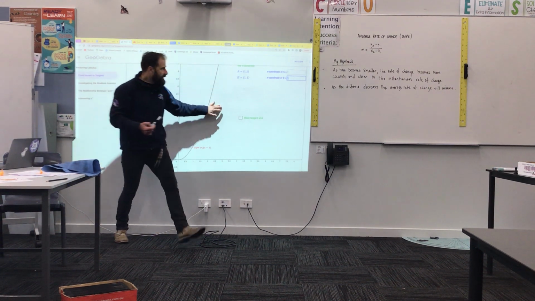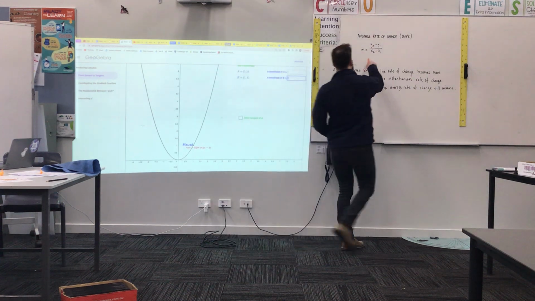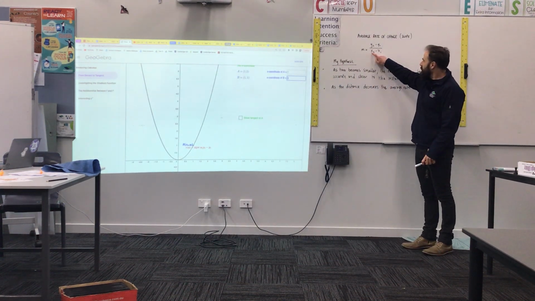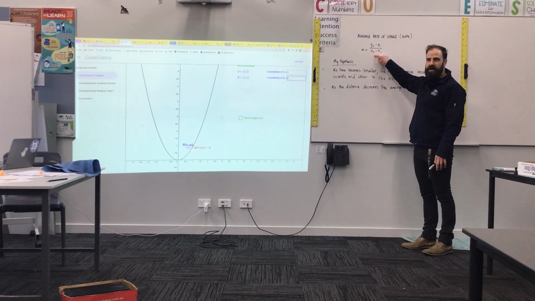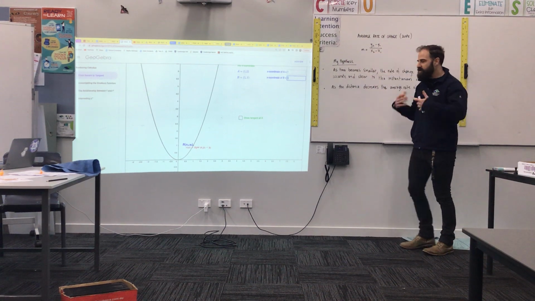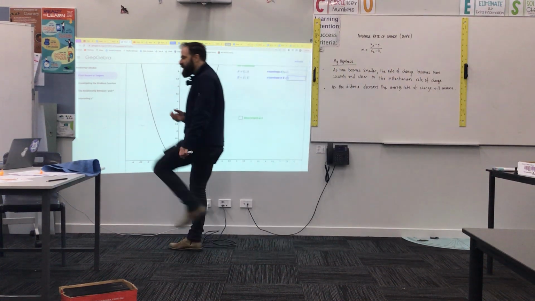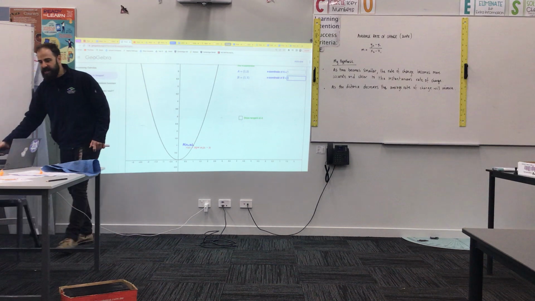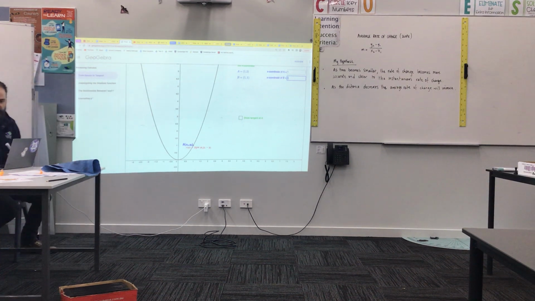The run, if we're doing rise divided by run, would be 1 minus 1, which is 0, and we know we can't divide by 0. So we've got this dilemma. We can't find the instantaneous rate of change. All we can do, at this stage, is predict what it might be based on making those points smaller and smaller and smaller.